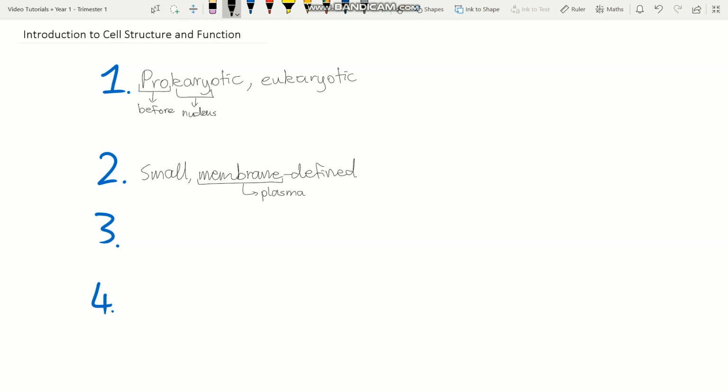Thirdly, a major function of a cell is having a concentrated aqueous solution of chemicals. Now, this concentrated aqueous solution of chemicals is what we also call the cytosol. The cytosol is a liquid that is mainly water-based that exists within a cell that contains all of the organelles, inclusions, and other molecules within a cell.